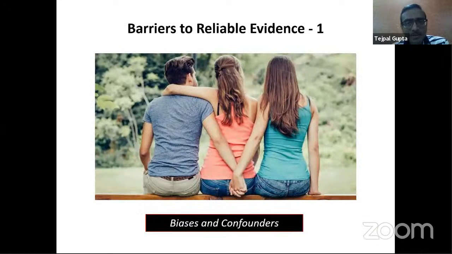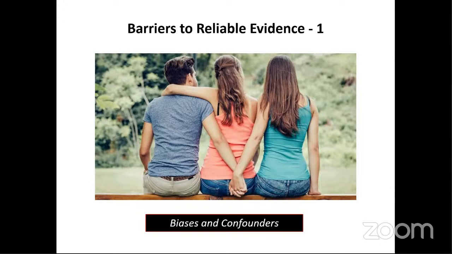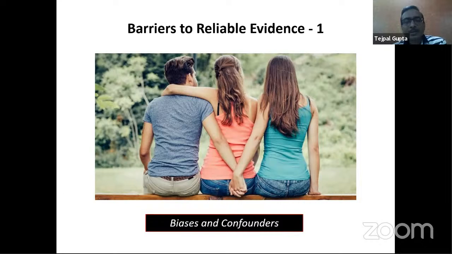However, there are several barriers to reliable evidence, and this is one of my favorite slides. For a live audience, it is easy to ask how many can answer this question: who loves whom? I don't know whether that is possible on the Zoom platform, but it's difficult to make out here who's in love with whom and who's cheating whom. So there are several biases and confounders that are barriers to reliable evidence.